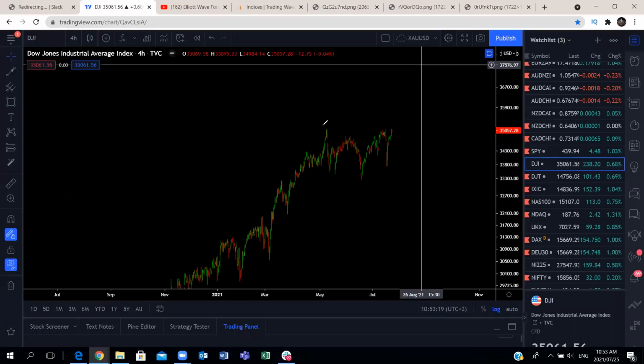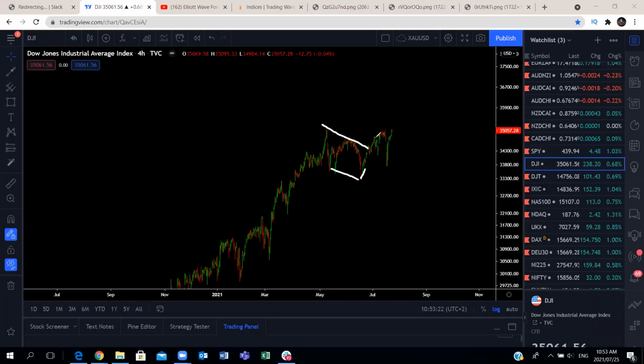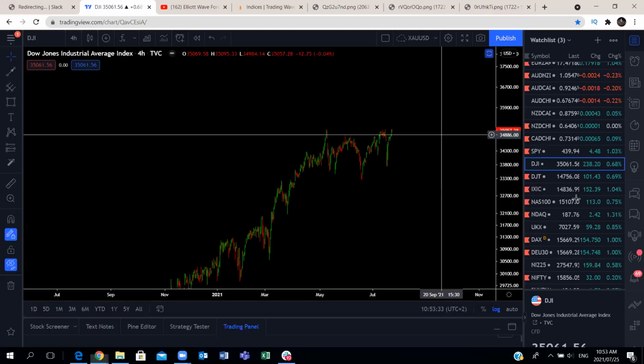So Dow, we had a setup here. We had a pullback here, but then we made this expanding flat. It's just confirming more upside. Any confirmation for upside here, 1 hour corrections, you can look to take it higher.